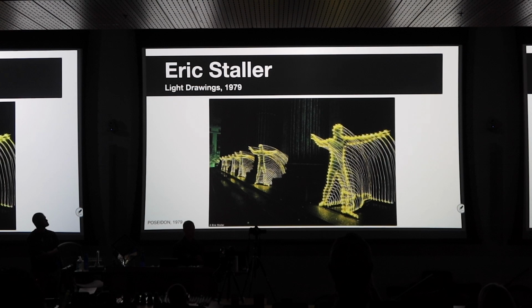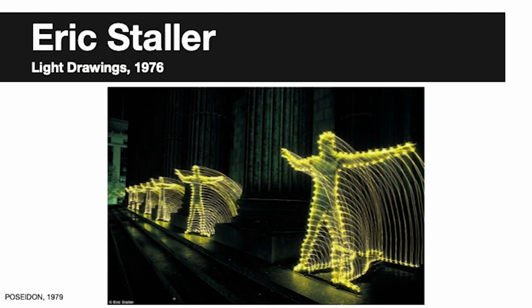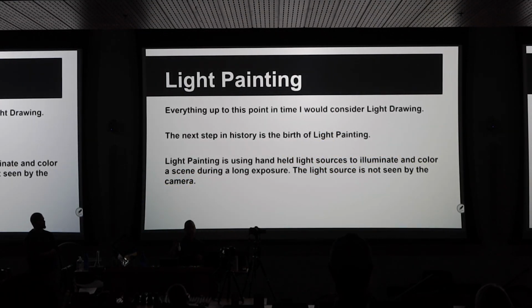This is another one of Eric Stoller's called Poseidon, and this is simply lights around a Poseidon sculpture that he then laid flat and left those traces of light. So everything up to this point I would call light drawing. Again, light drawing, the light source being seen by the camera. The next step in this is the evolution or the birth of light painting.